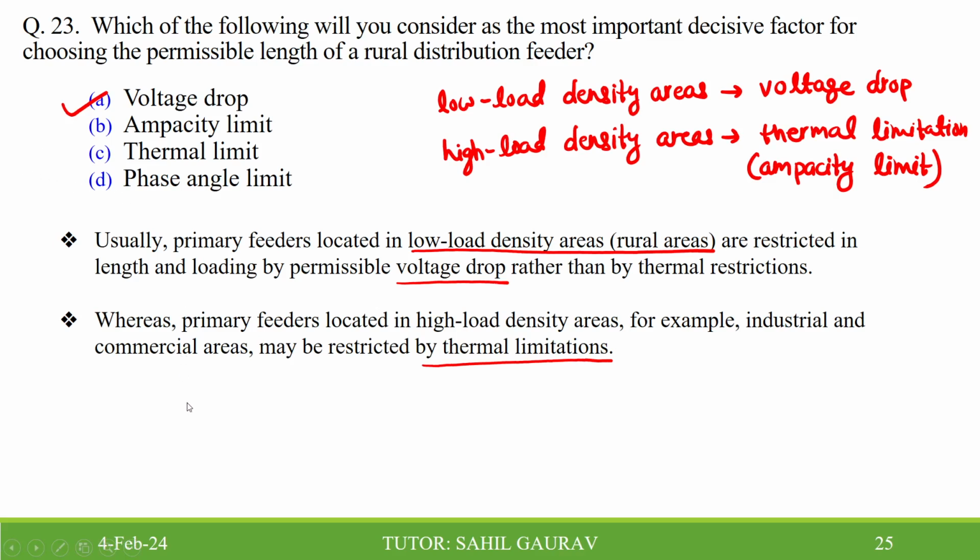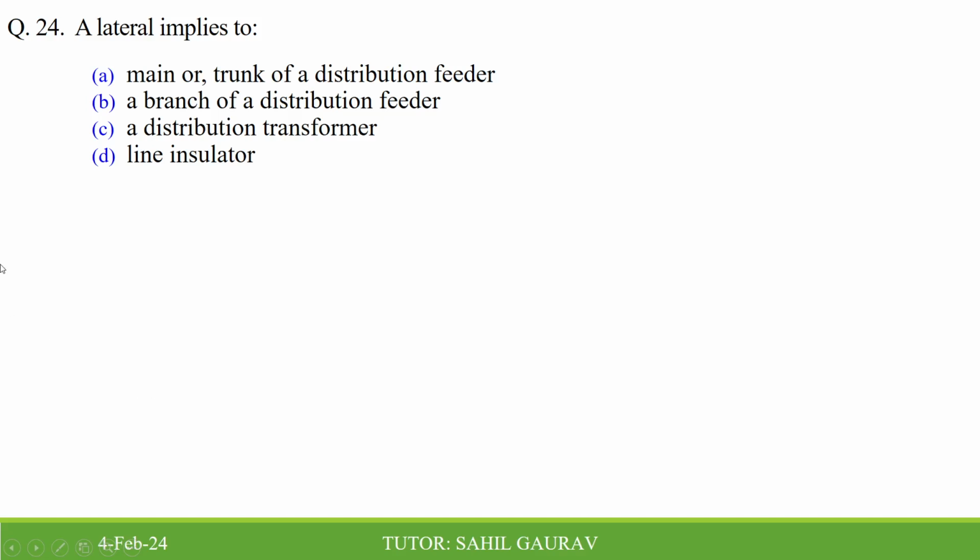So moving forward to the last problem, question number 24. A lateral implies to: option A, main or trunk of a distribution feeder; B, branch of a distribution feeder; C, a distribution transformer; D, line insulator. Anyone can tell. This is the last problem, then we will finish today's session.